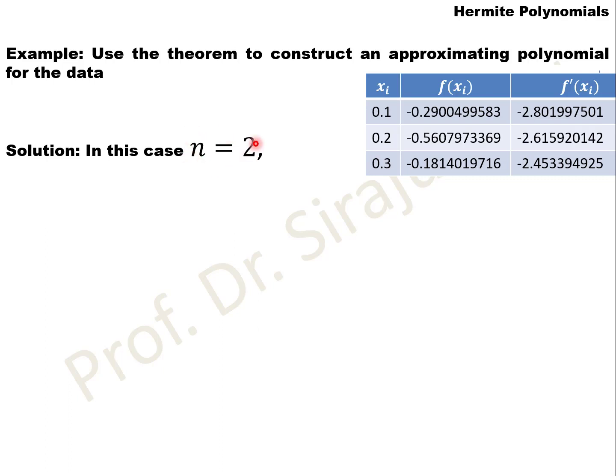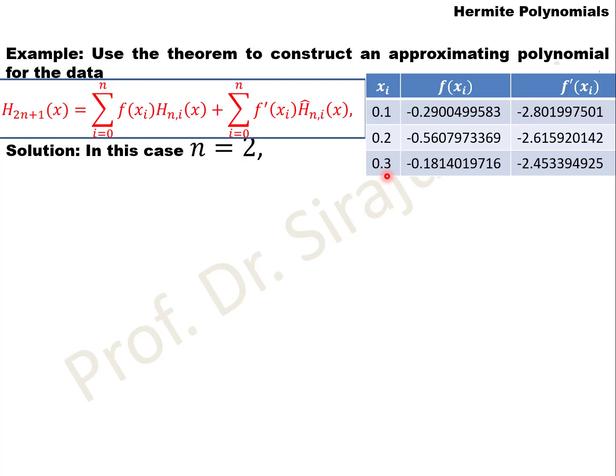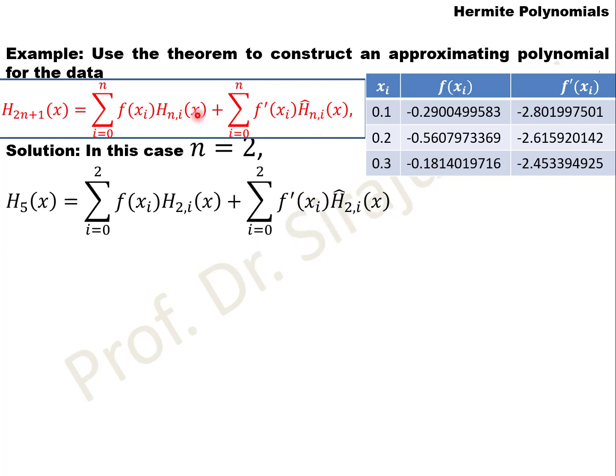So when the value of n is equal to 2, 2 into 2 plus 1 is 5. We can find out a polynomial of degree 5 for this data. And if you remember, using the previous techniques, we can find out a polynomial of degree 2 only, the highest polynomial. And in this case, we can find out a polynomial of degree 5. So if you substitute n is equal to 2 in this expression, this formula gives you this value.